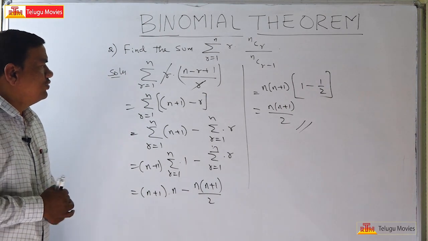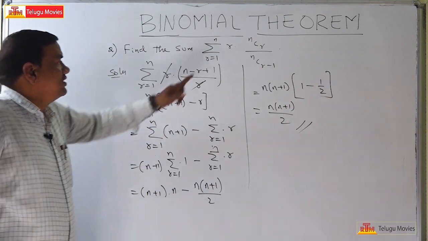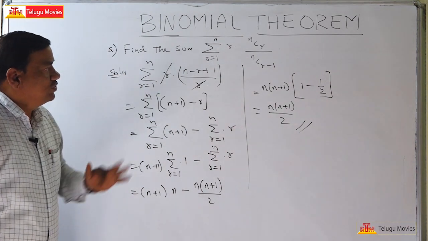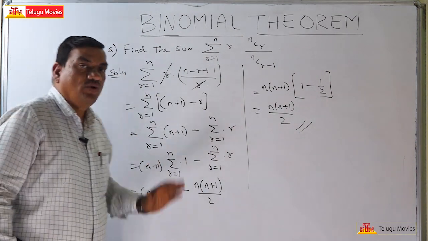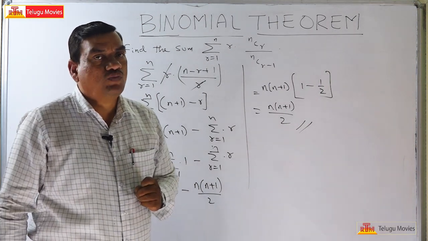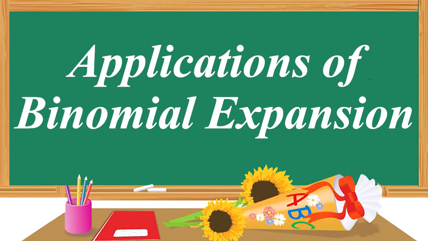Okay, now. So this problem can be done by using the formula nCr by nCr minus 1. So this is the solution for this problem. Okay, I hope that you understand the solution. So let us move to one more concept.